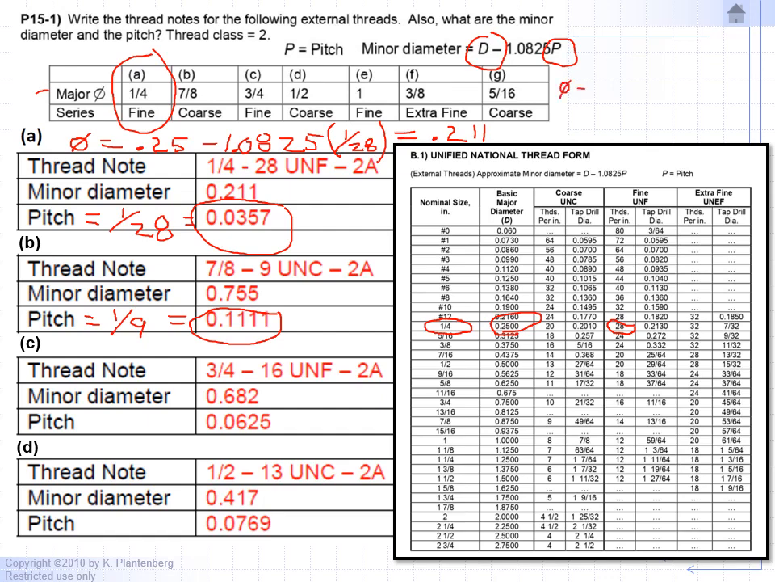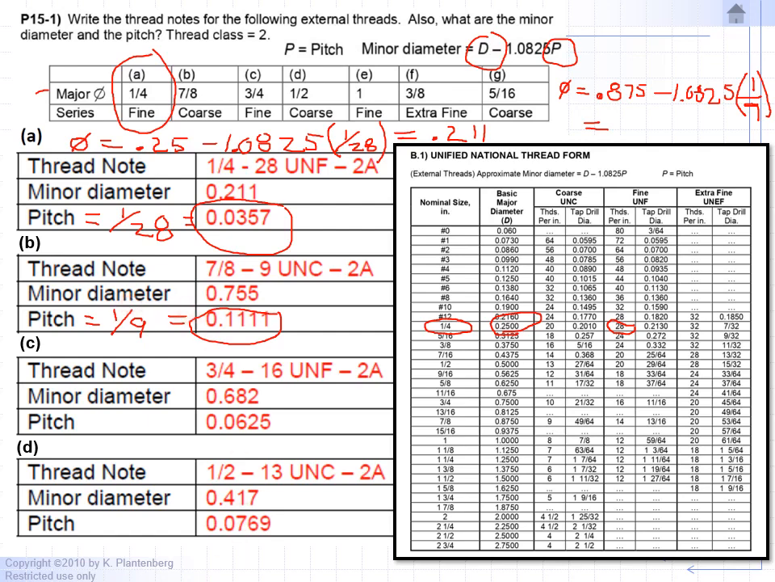Minor diameter equals 7/8, or 0.875, minus 1.0825 times 1/9, or 0.111111. We need to respect order of operations, so we first go 1.0825 times 1/9, or 0.111111. Whatever you get, you're going to subtract it from 0.875, and that'll give us 0.755 for the minor diameter.